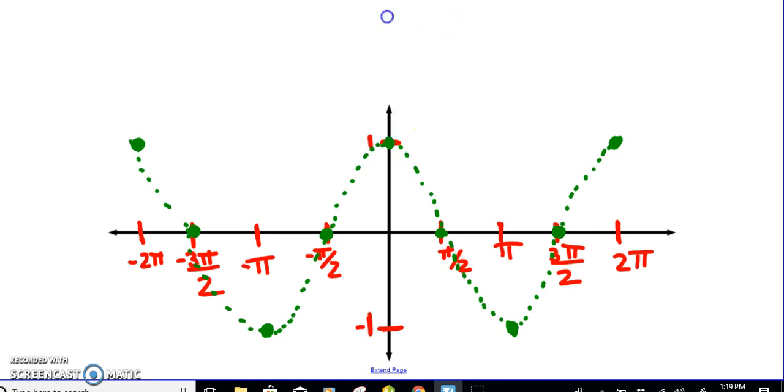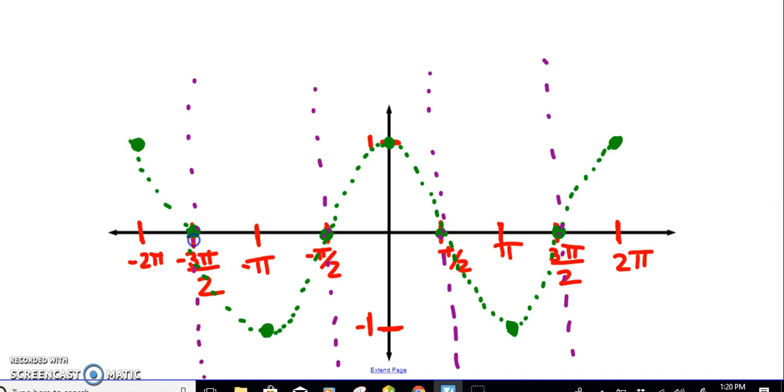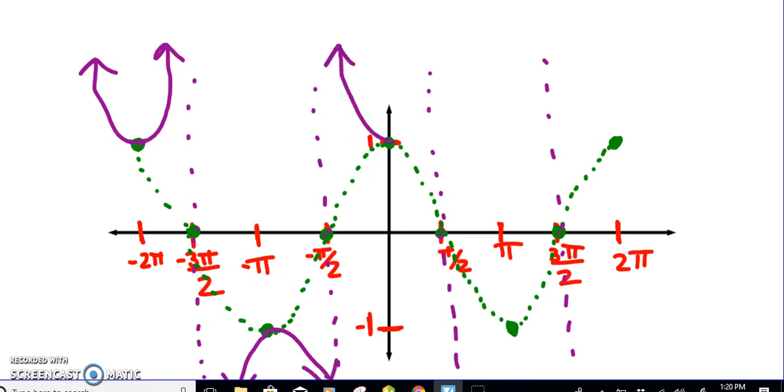Where the zeros are, that's where we're going to put our asymptotes. So 0 here, 0 here, 0 here, and 0 here. And wherever the point is, that's where we go up or down. So this is above the line, so we go up. This one's below the line, so we go down. This goes up. This goes down.